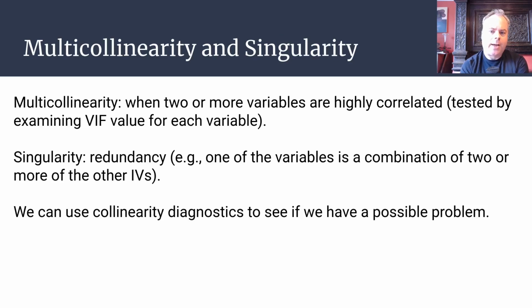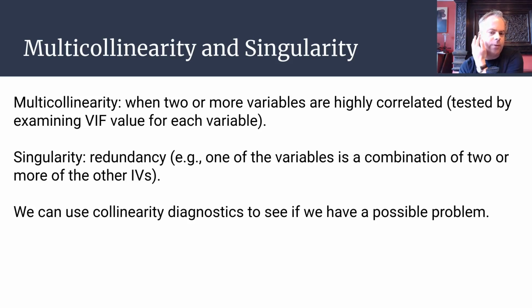So multicollinearity we need to worry about as well. I've mentioned this briefly. That's when 2 or more variables are highly correlated with each other. We can test this by examining what's known as the VIF value for each variable, the variance inflation factor. We also want to worry about singularity, where there's maybe redundancy in one of our variables, because perhaps one of our variables is a combination of two or more of our other independent variables.